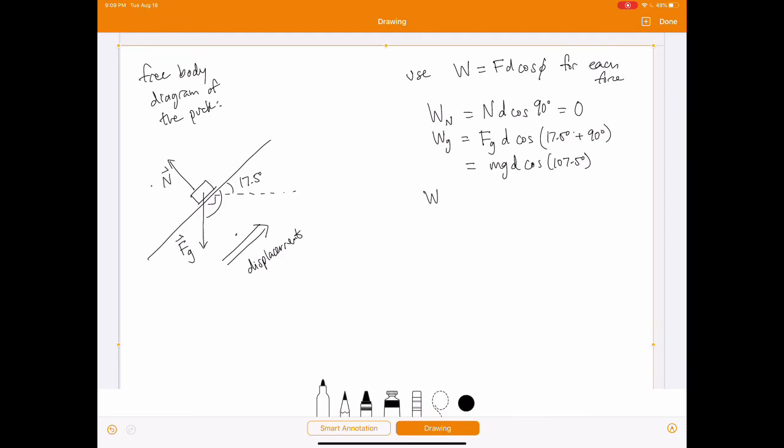So next, we're going to use the work energy theorem, which says that W net is equal to delta K. And the only force that's doing work is gravity, so we just say mgd cosine of 107.5 degrees is the net work. The kinetic energy final can be written as 1/2 mv final squared. The kinetic energy initial is 1/2 mv initial squared, so we subtract those two. But actually, I can cross off the final kinetic energy. And the reason for that is the puck comes to a stop at the highest point.